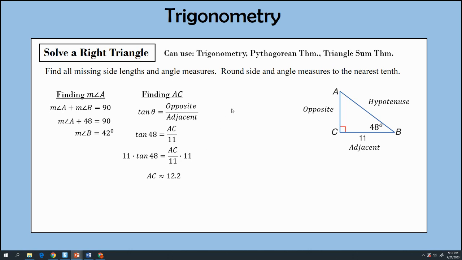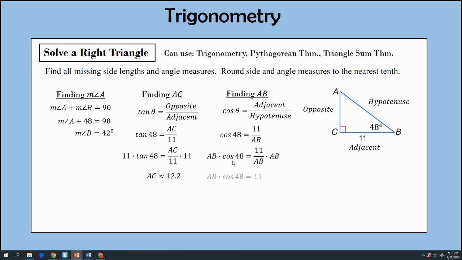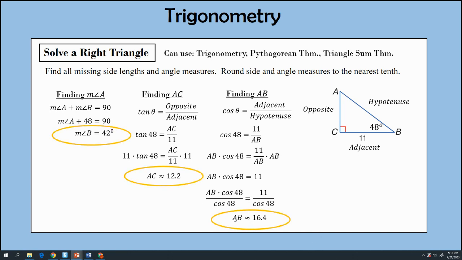Lastly, I'm going to find AB. So AB is my hypotenuse. I'm going to use trig to do this. I'm working from the 48, hypotenuse, adjacent. Those are the two I need to work together. That's cosine. Cosine of 48 is 11 over AB. This is another deal where AB is in the denominator. I'm going to multiply each side by AB to get it out of the denominator. That'll give me AB times the cosine of 48 is 11. Divide each side by cosine 48, and AB is about 16.4. So that gives us all three missing parts there.